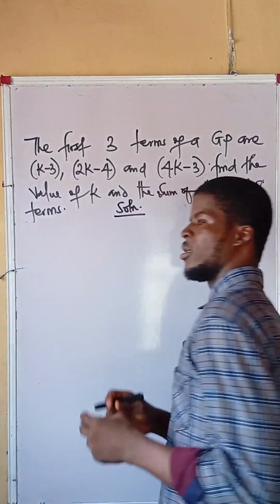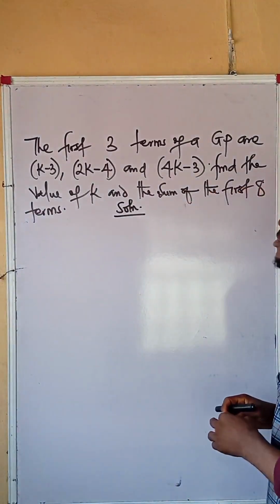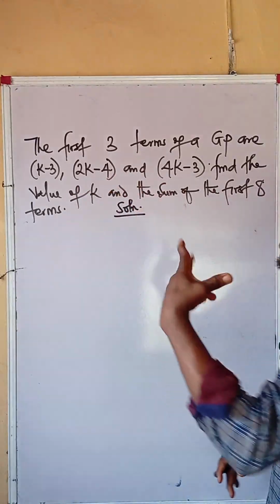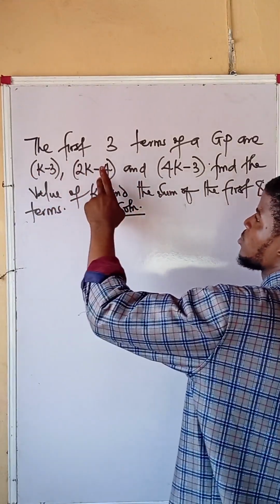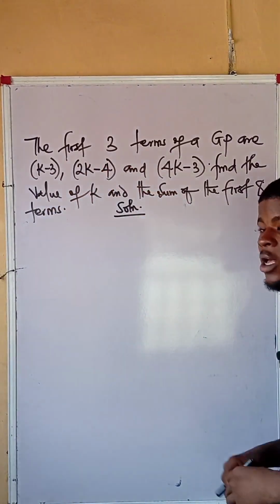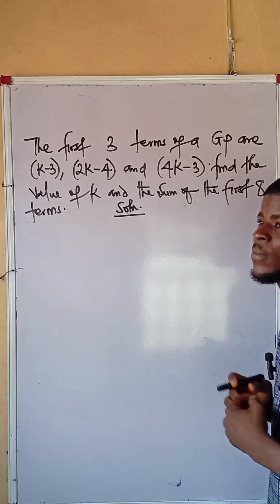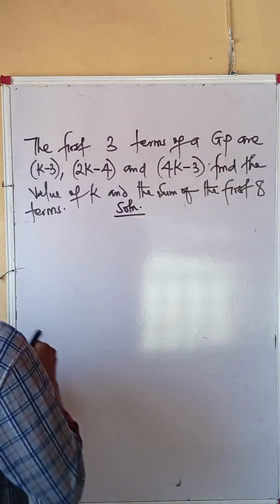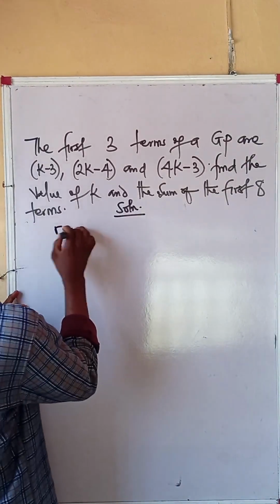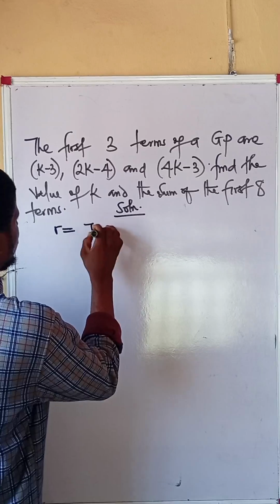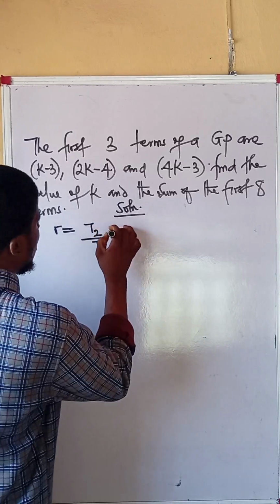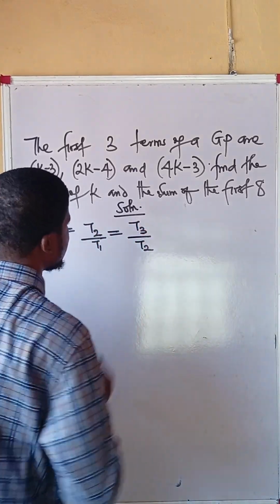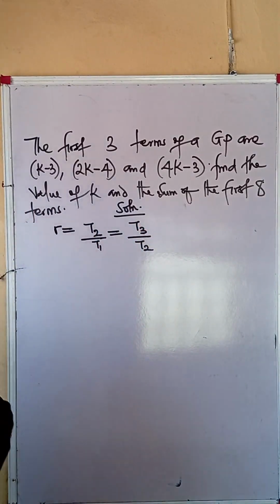Now, this sequence is a geometric progression. The value of k is unknown, so we cannot easily say what the first term, the second term, and the third term are. So when you see problems like this, use the formula for the common ratio. For a geometric progression, the common ratio is the second term divided by the first term, and this is equivalent to the third term upon the second term. So we use this formula to solve.